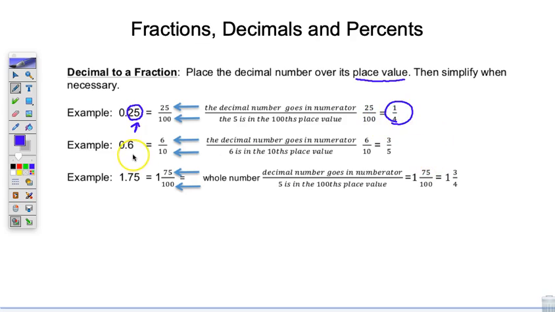In the second example, we have 0.6. Since the 6 is in the tenths place, the 10 becomes our denominator. The entire decimal portion is up here in the numerator. And of course, you can reduce 6/10 to 3/5. In our example where we have a whole number as part of our decimal, we will keep that whole number and then just deal with the fraction part. So the values after the decimal become the numerator. Since the 5 is in the 100ths place value, 100 becomes our denominator. And of course, anytime you can reduce the fraction part, you should. So we end up with 1 3/4.